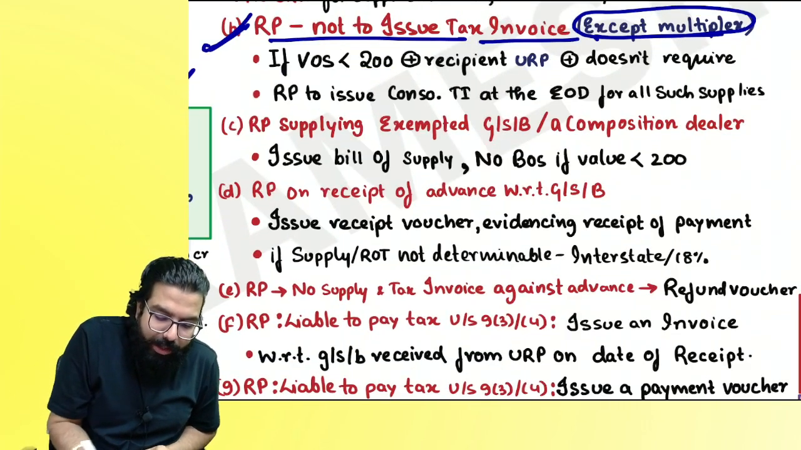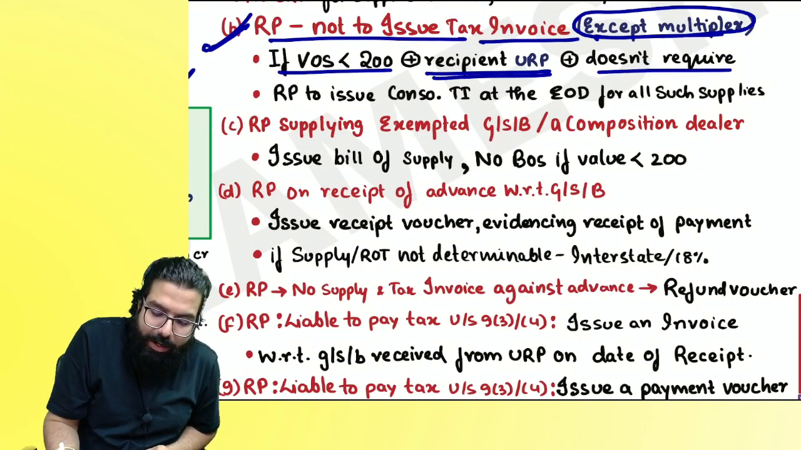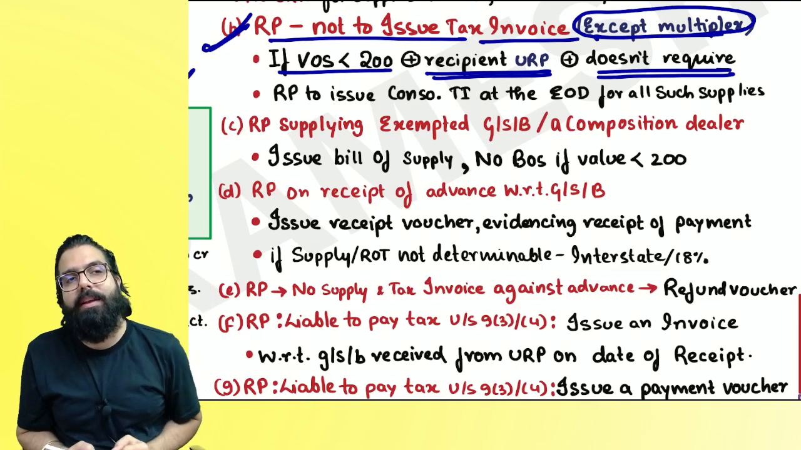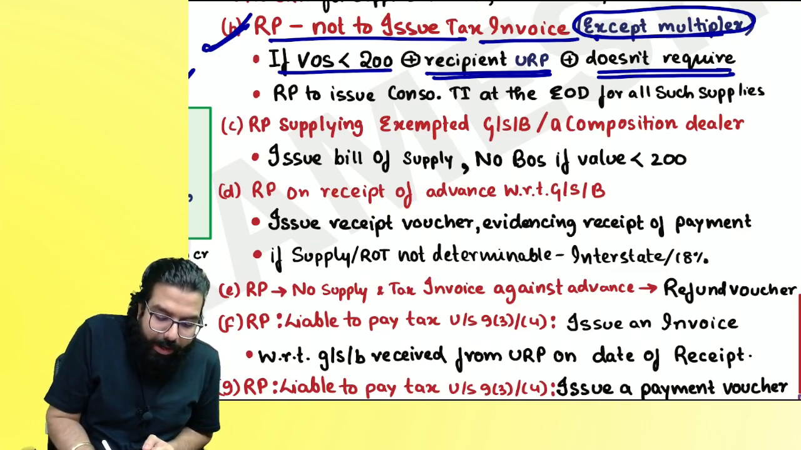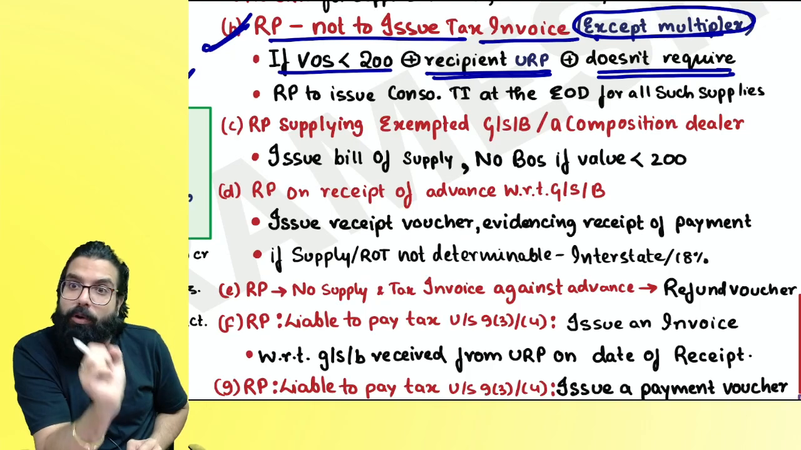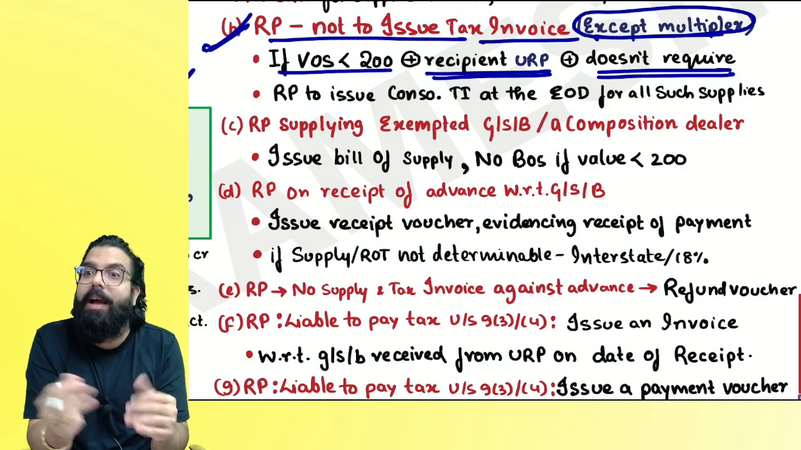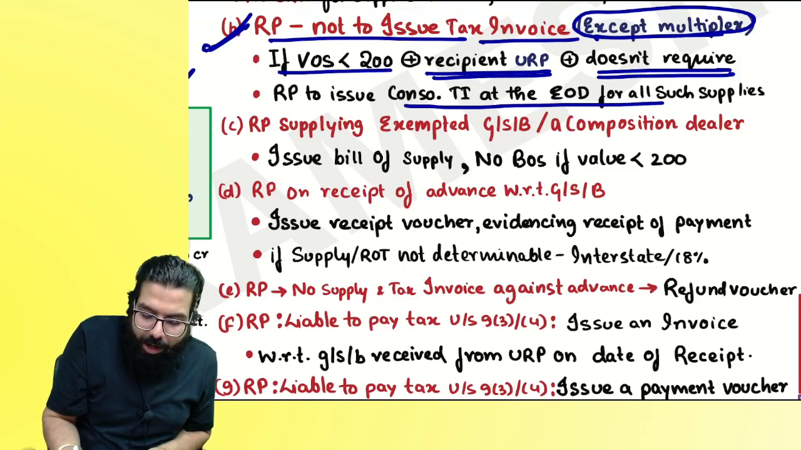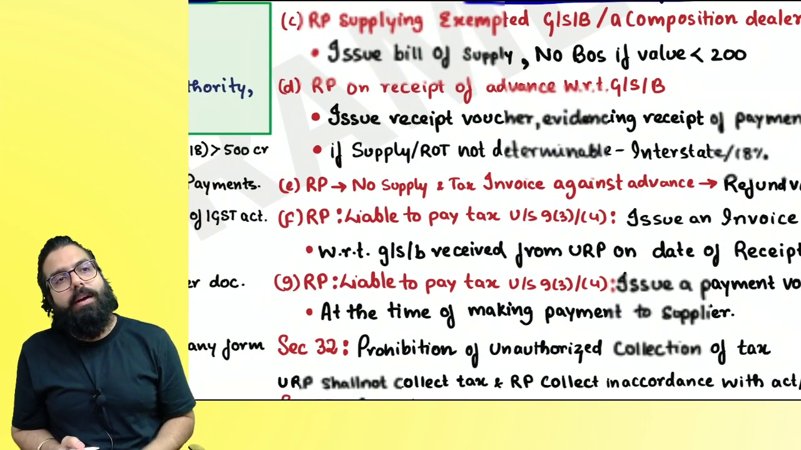Next, if the value is less than 200, the recipient is unregistered and he does not require an invoice, then you don't have to give an invoice if the value of supply is less than 200. And for whatever supplies you have made to those people to whom you did not give an invoice, at the end of the day, what will you raise? A consolidated tax invoice for all the supplies.